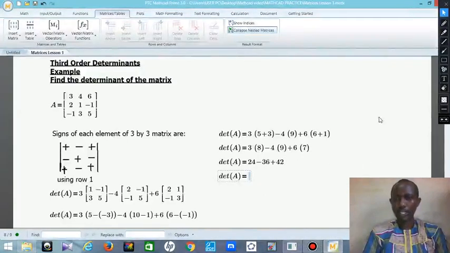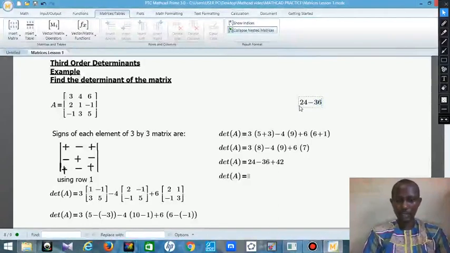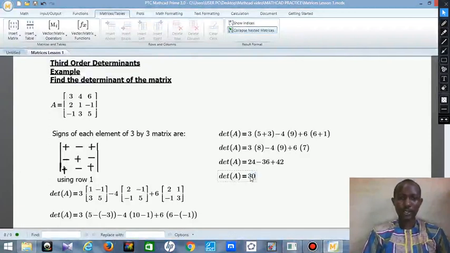You can simplify it. Let me simplify it in this corner. Let's see what we are going to get. 24 minus 36 plus 42. See, the answer is 30. So I'm correct. Just want us to be sure. So that is 30. So this determinant, the answer is 30.